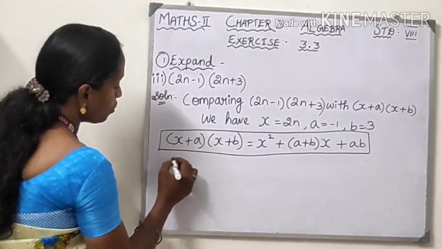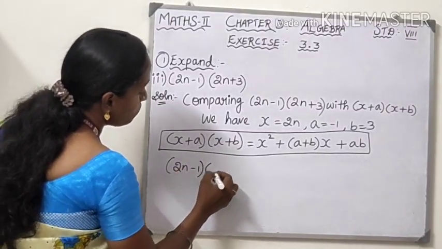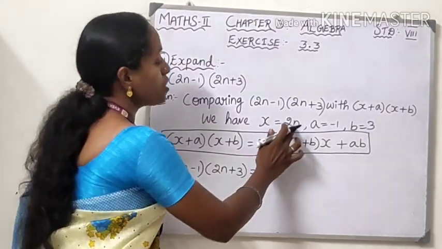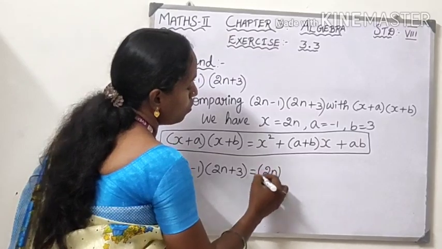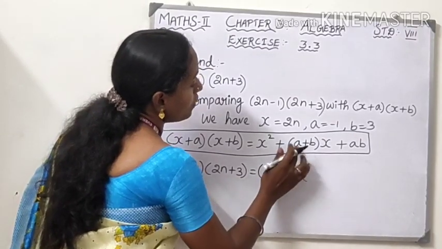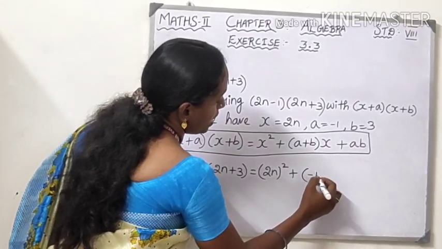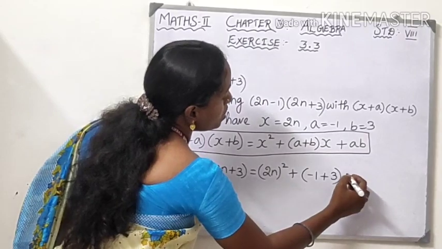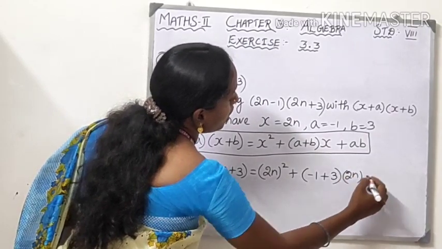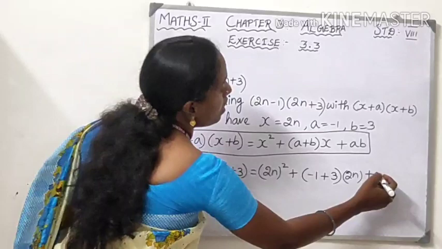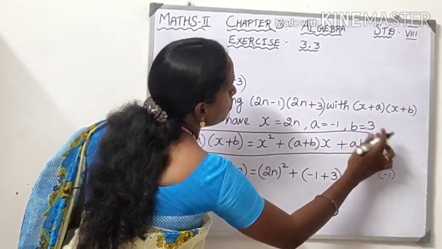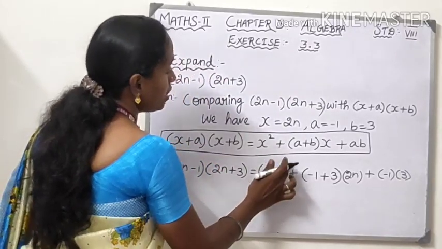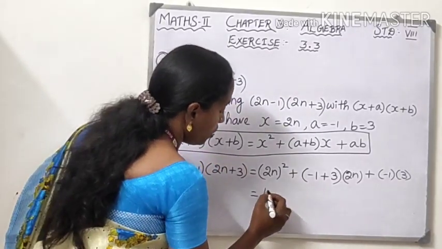So now write our question, 2n minus 1, 2n plus 3 is equal to, what is our x value? It is 2n. So 2n the whole square plus, what is our a value? It is minus 1. So minus 1 plus, what is our b value? It is 3. What is our x value? It is 2n. Plus, what is our a value? It is minus 1. What is our b value? It is 3.